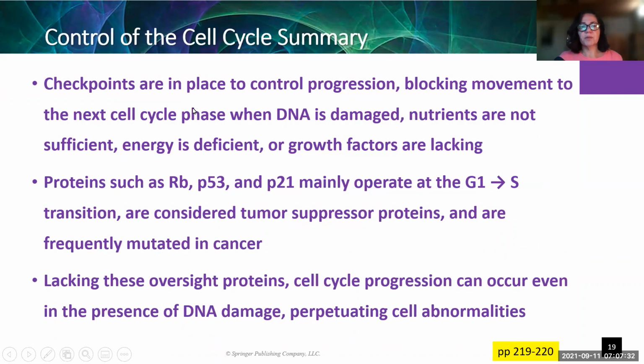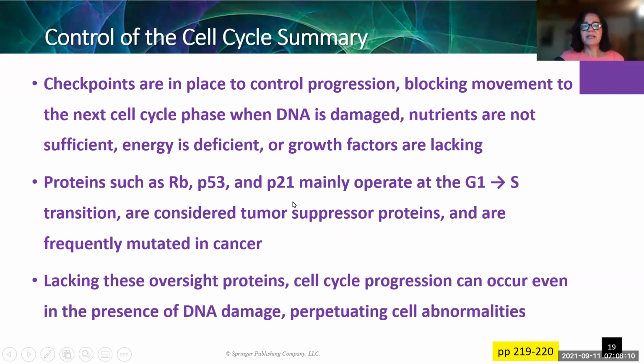All right, so the checkpoint proteins are in place to control progression. Some of the ones that you'll hear about: RB stands for retinoblastoma because it was discovered in retinoblastoma, but RB is in all the cells, and it's one of the gatekeepers that won't let the cell advance from G1 into S phase. It won't let the cell start copying the DNA until it gets the correct signal from a cyclin-dependent kinase.